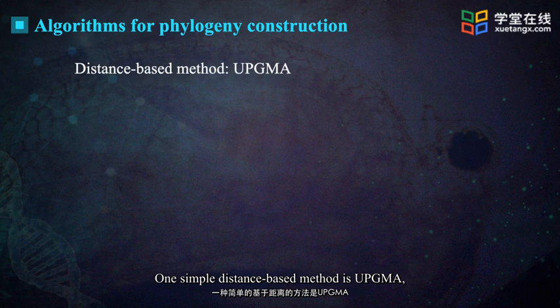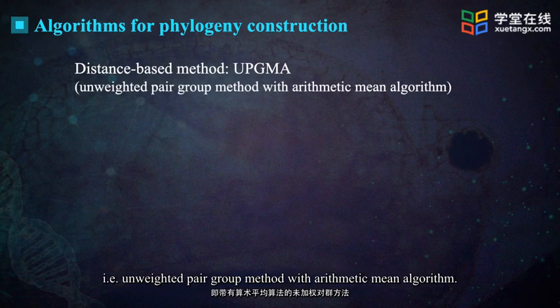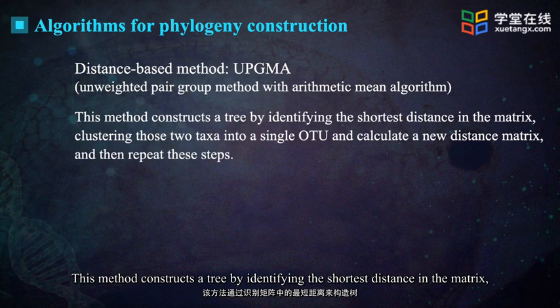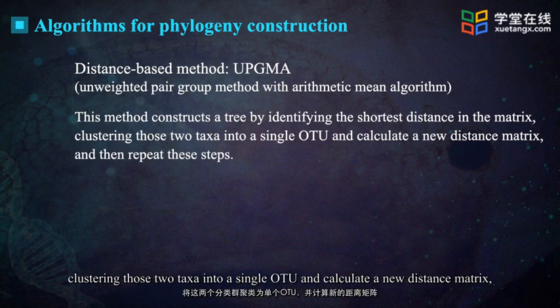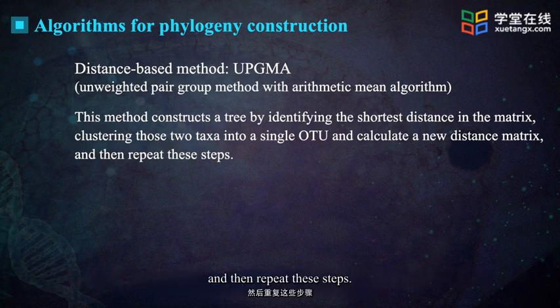One simple distance-based method is UPGMA, i.e., unweighted pair group method with arithmetic mean algorithm. This method constructs a tree by identifying the shortest distance in the matrix, clustering those two taxa into a single OTU, and calculating a new distance matrix, and then repeating these steps.